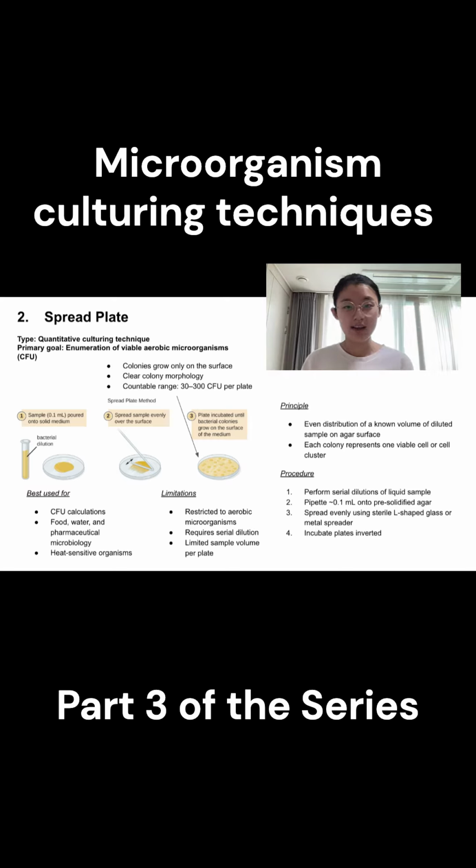A key detail in this procedure is the countable range. You aim for around 30 to 300 CFUs per plate, and below that the random error becomes too large, and above that the colonies merge and the morphology isn't necessarily decipherable, so you can't count accurately. So the countable range must be in between the values of 30 and approximately 300.